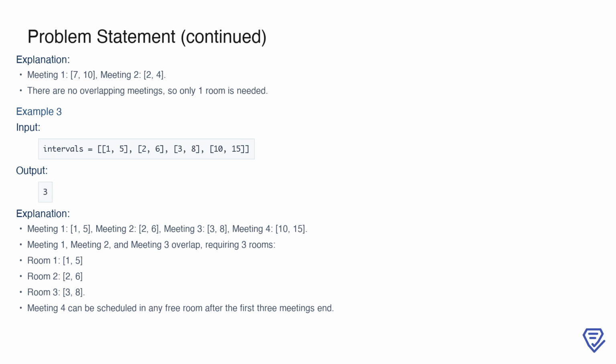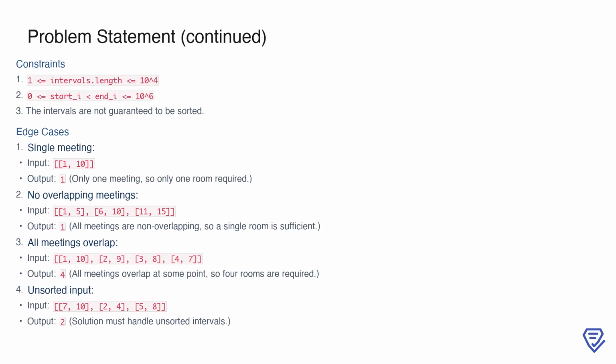Now consider a more complex case with intervals [1, 5], [2, 6], [3, 8], [10, 15]. The output is 3. Meetings 1, 2, and 3 overlap, so we need 3 different rooms for them. Room 1 handles the first meeting from 1 to 5, Room 2 handles the second meeting from 2 to 6, and Room 3 handles the third meeting from 3 to 8. Once these meetings conclude, the fourth meeting, from 10 to 15, can be scheduled in any of the now available rooms.